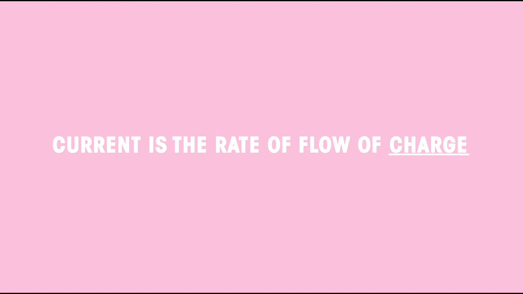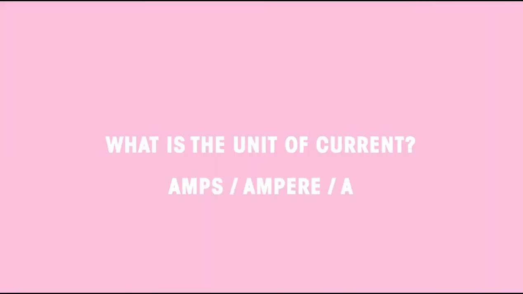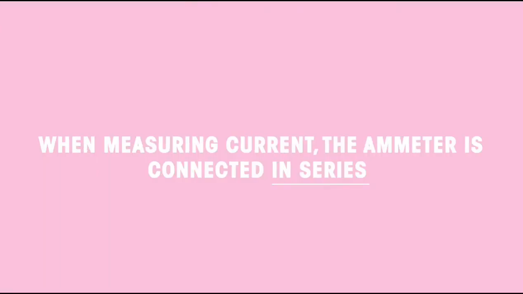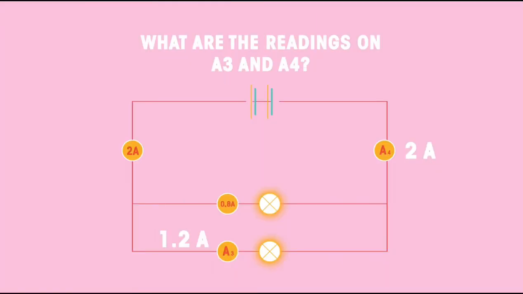Did you get them right? Charge, ammeter, amps or ampere or A, in series, A1 and A3 are both 0.5 amps, and A3 is 1.2 amps, and A4 is 2 amps.